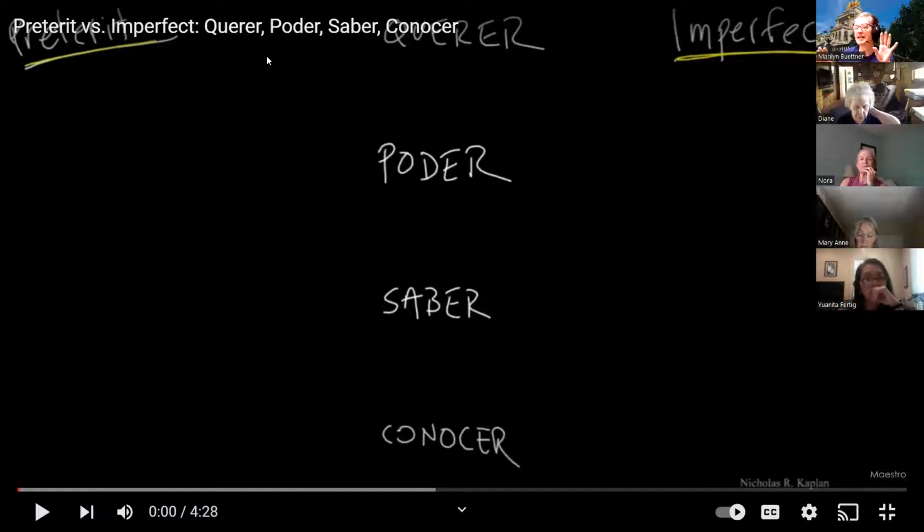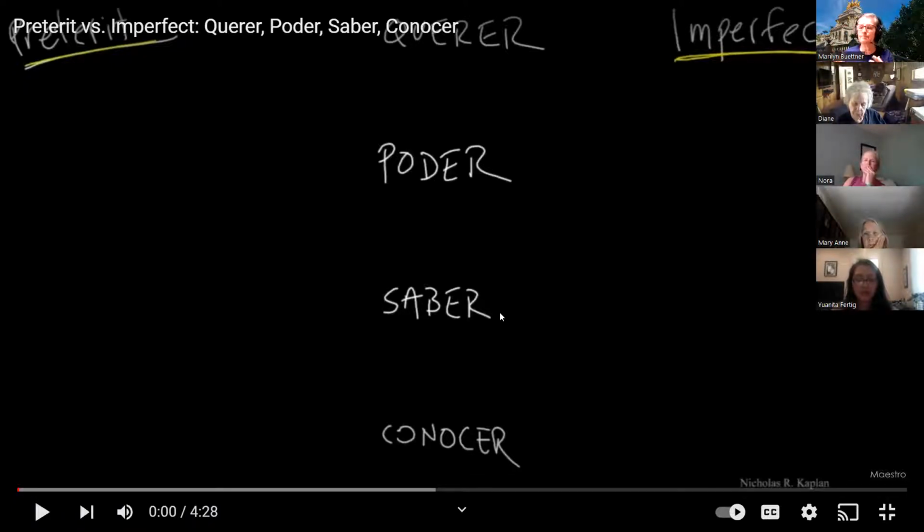So with querer, you've seen a little bit of what it looks like, but conversationally you're not going to need to really use the preterit for querer very much. Just know it gets a slightly different meaning. But whenever the idea you want to say is, I wanted to do something, it's going to be imperfecto. That's just what it's going to be. Poder, again, I think imperfecto is going to be a little more common. Saber and conocer get definite meaning nuances.